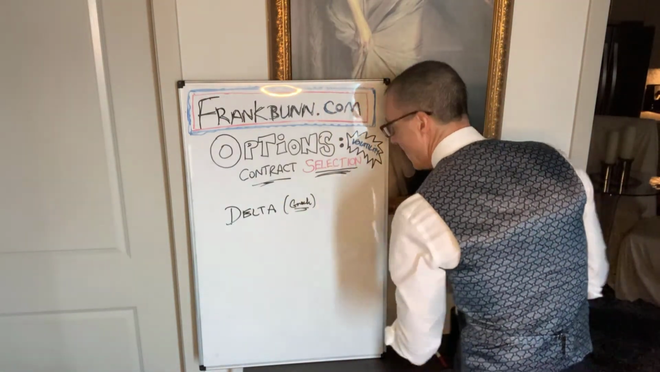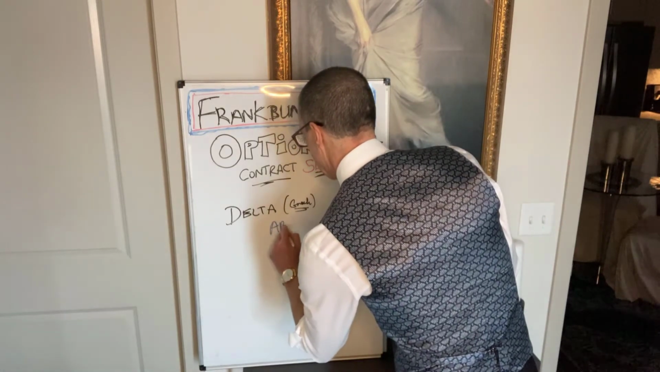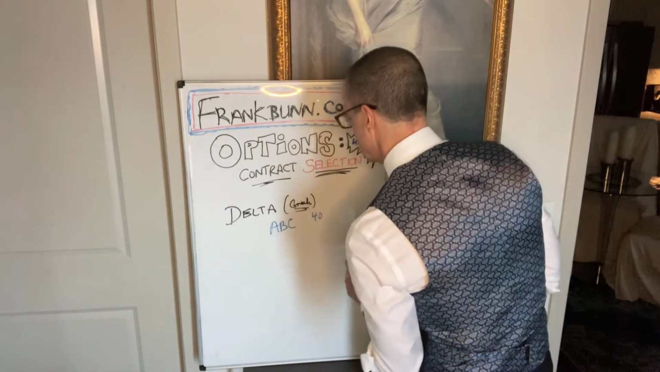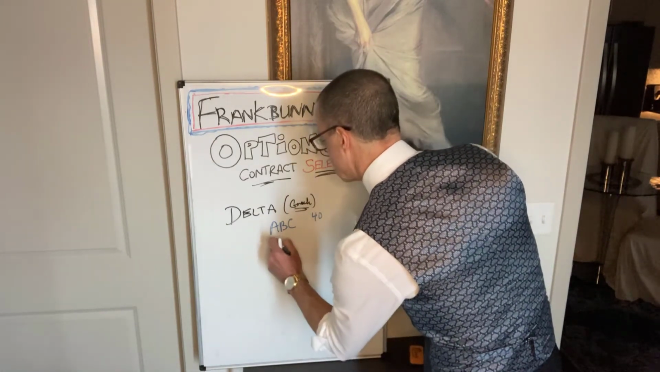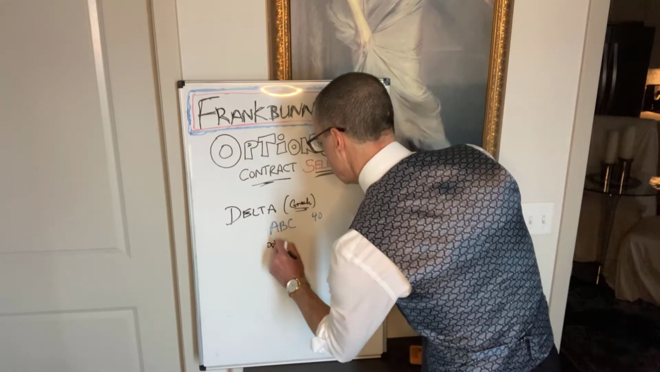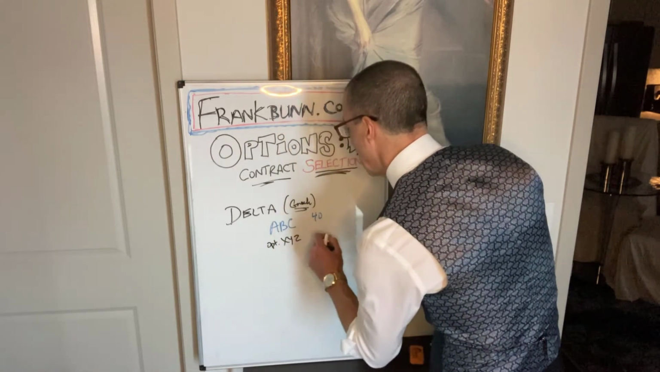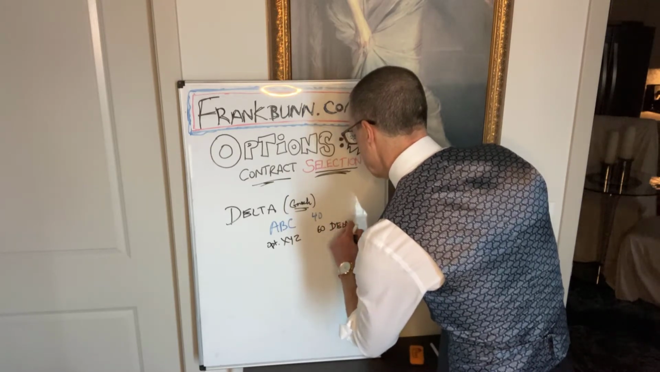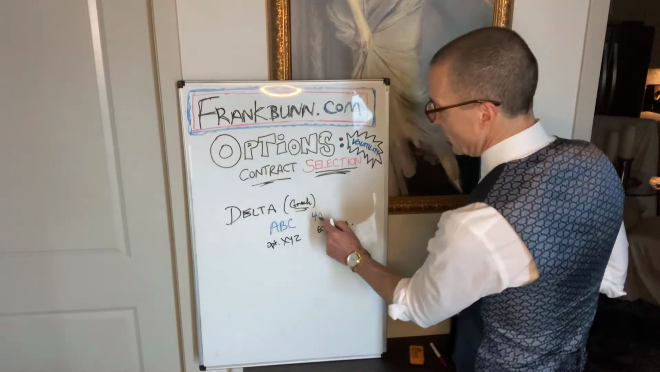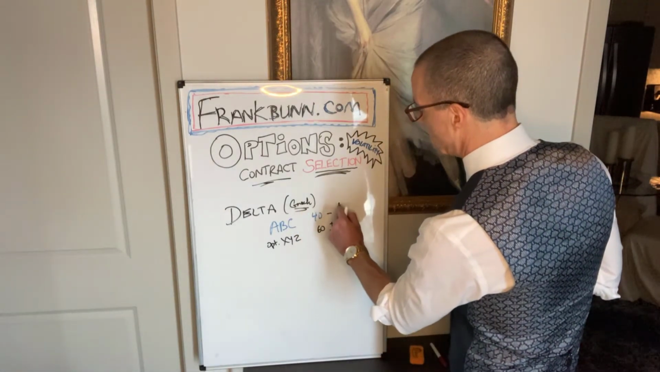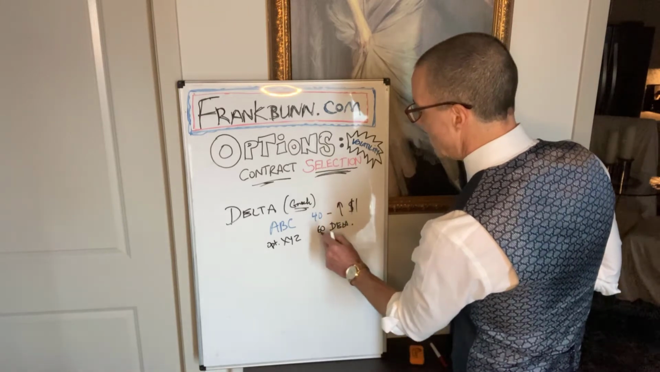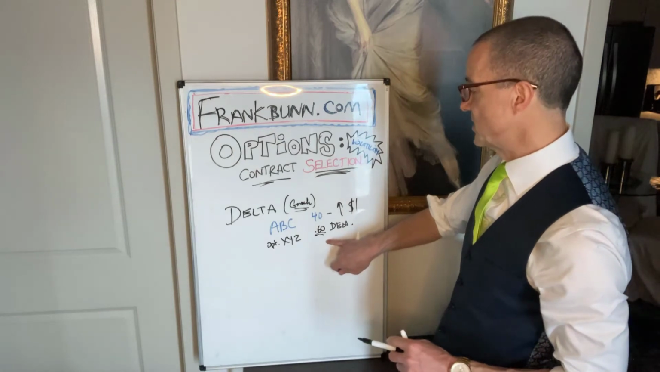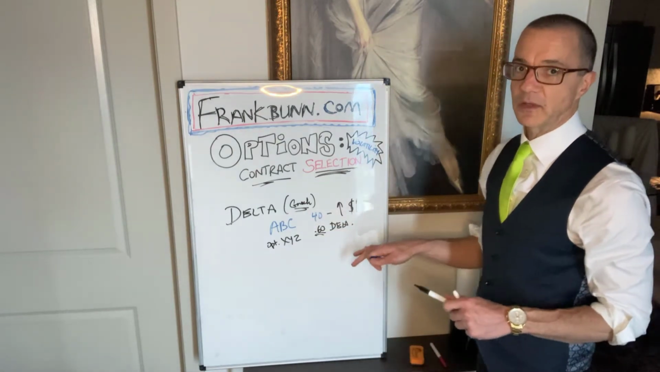So if I have stock ABC, and it is currently $40, and my option XYZ has a delta of 60, this means that if ABC appreciates $1, then I will get a 60-cent move in the option contract. Very important that you understand that.